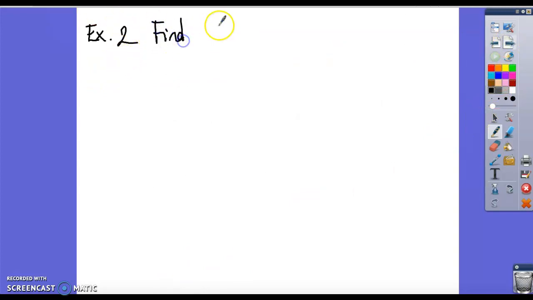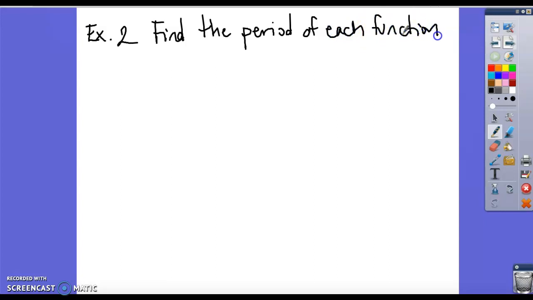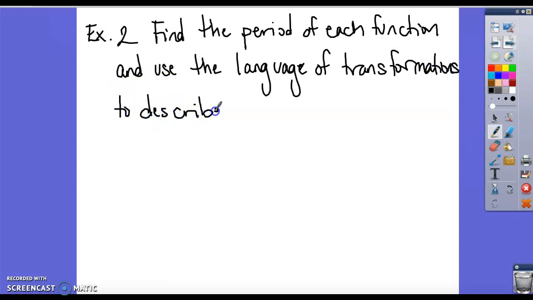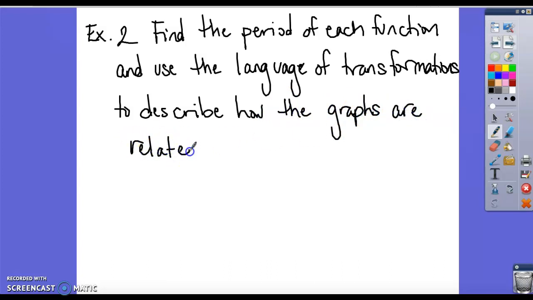Example 2: find the period of each function and use the language of transformations to describe how the graphs are related.